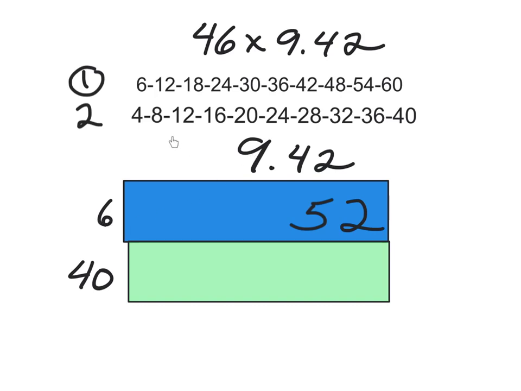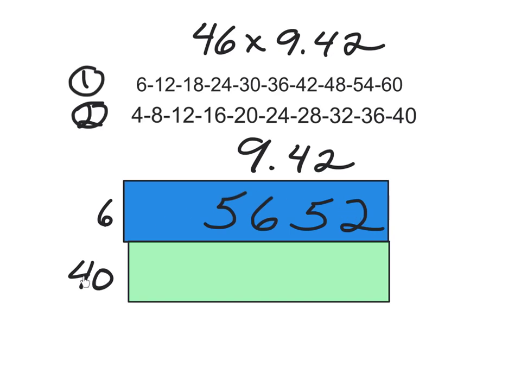6 times 9, 1, 2, 3, 4, 5, 6, 7, 8, and 9 gives me 54. Plus this 2 here is going to give me 56. I'm going to drop the 6 and the 5 because I am all done with this area box right here.